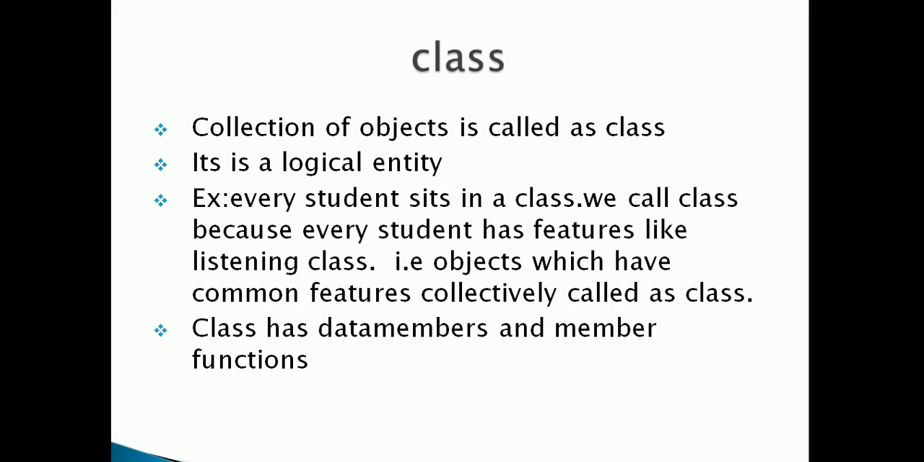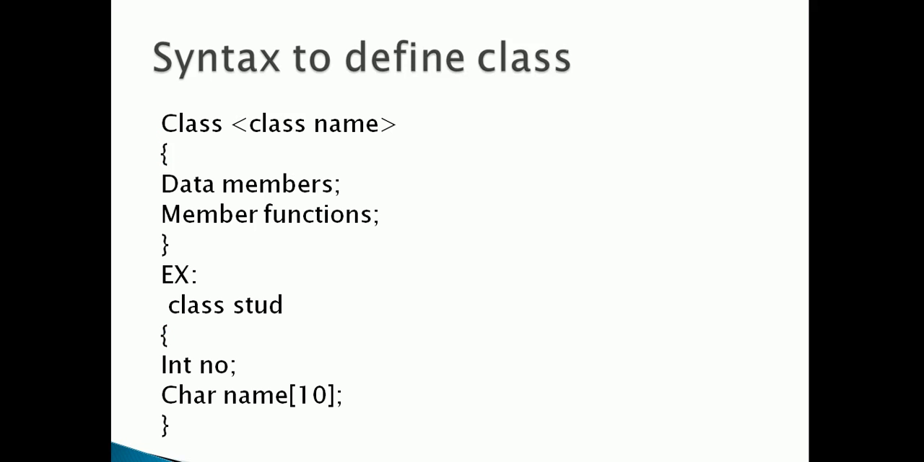Now, programmatically, a class has data members and member functions. We can also call a class a collection of data members and member functions. This is the syntax of defining a class in C++: class, class name, data members, and member functions. Example: class student, integer number, character name.